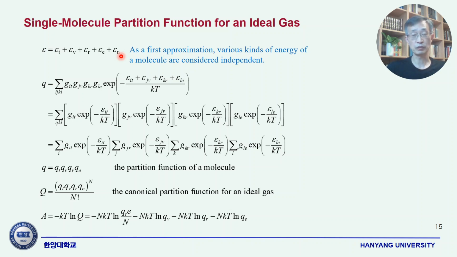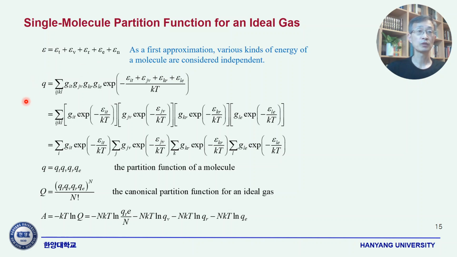And in chemistry, we're not really going into nuclear energy. So for this purpose, we have just translational, vibrational, rotational, and electronic. These four kinds of energies are summed to give the total energy. And then if we separate these energies, the partition function is a product of the individual translational, vibrational, rotational, and electronic partition functions.